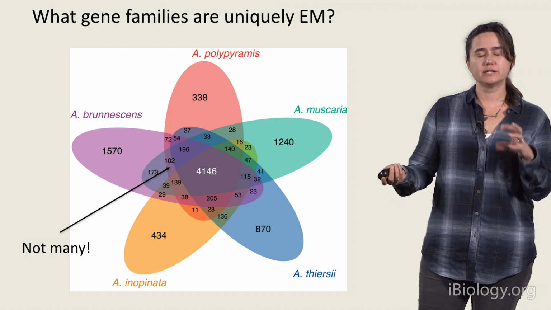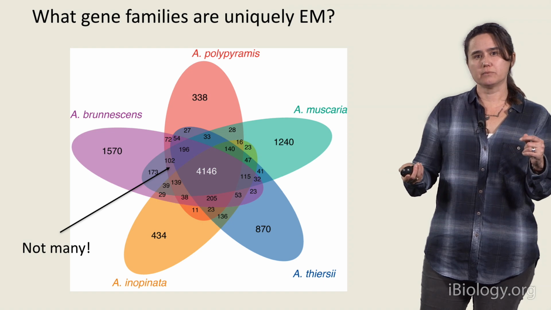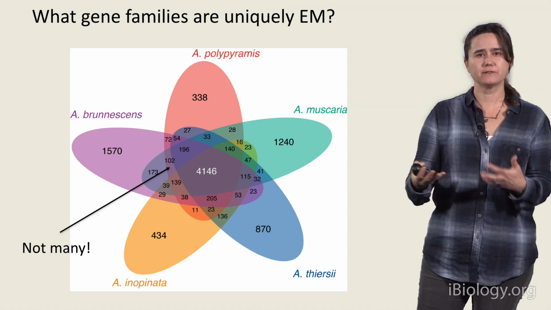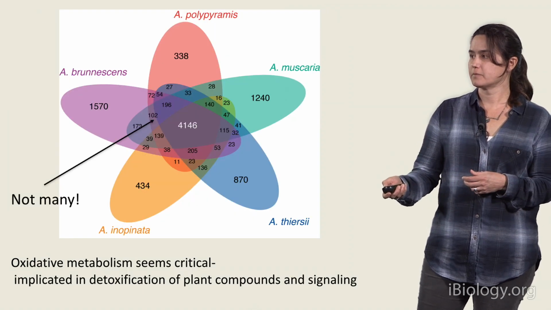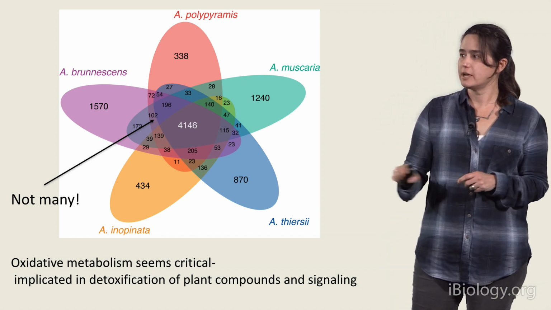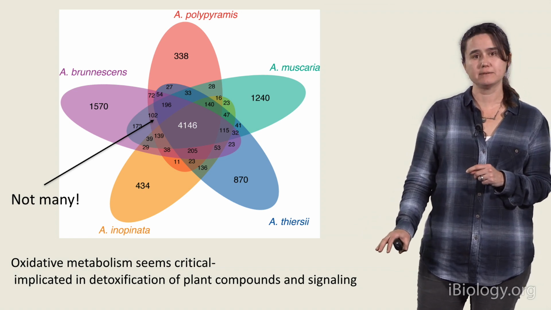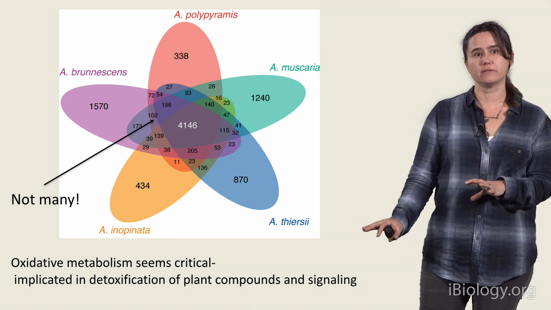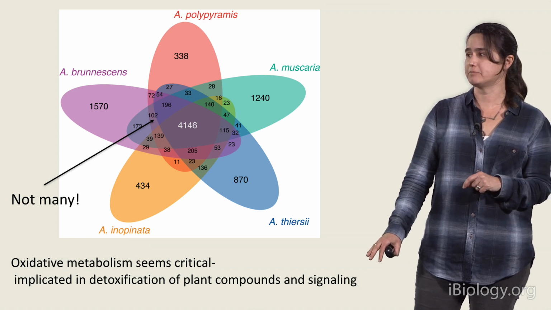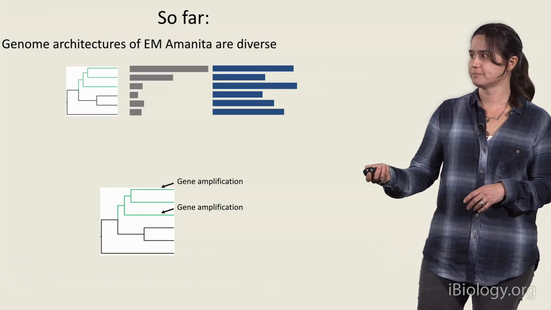You might have thought that such a complicated structure as a root tip and a hartig net and such a seemingly complex interaction as the exchange of benefits between a plant and a fungus might have involved a lot more. But within those 102 gene families, there are some intriguing signals, not least of which is that oxidative metabolism seems critical. These genes that are responsible for oxidative metabolism seem to be at play in the origin of the ectomycorrhizal symbiosis, and that's interesting because those kinds of genes are the same genes that are often implicated in the detoxification of plant compounds and signaling and other kinds of interactions.